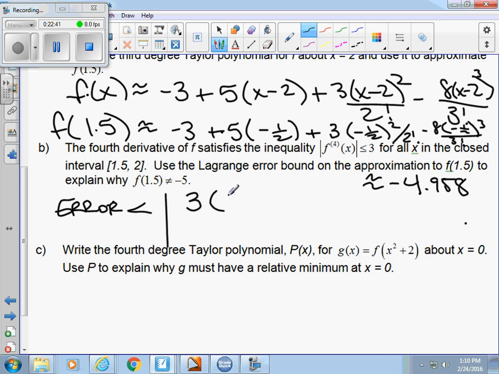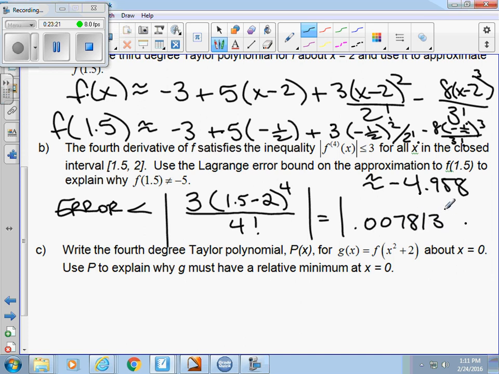Times 1.5 minus 2 to the 4th power over 4 factorial. Does this still look like the next term, sort of? The only difference is this is a maximum value of the derivative on the interval. That value is 0.008.